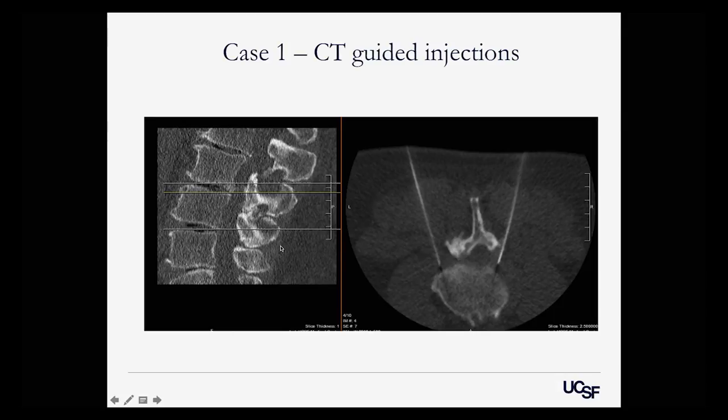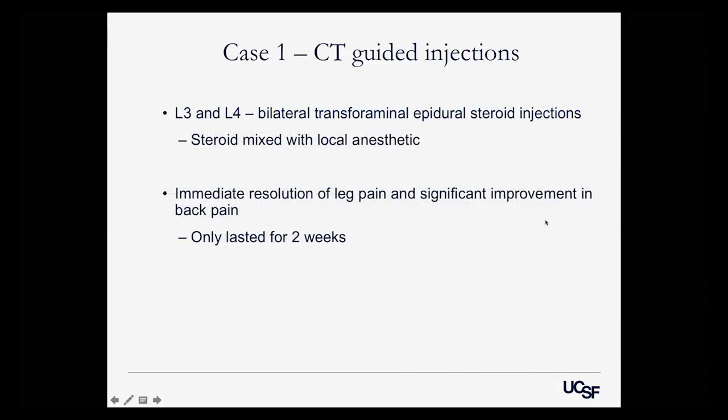This is a CT scan, so highly precise. It's always done here in the CT scanner, and the needles are placed right at the foramen, or those bony channels where those nerves are being compressed. Again, it's a steroid mixed with a local anesthetic, and this patient noticed immediate resolution of his leg pain and significant improvement in his back pain. However, that improvement only lasted about 2 weeks, so very, very transient.